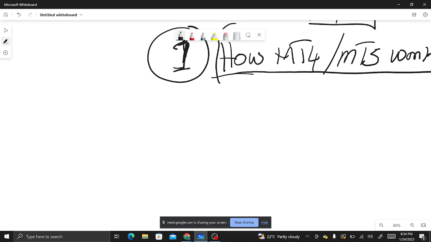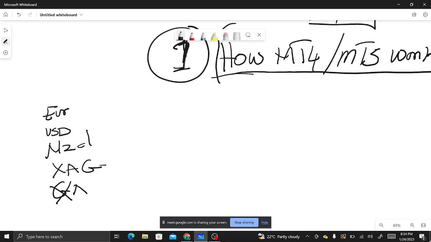For you to place a trend, before you say this is gold, you have to know the unit for those currencies. Maybe the euro is written like this, USD like this, the New Zealand dollar is NZD. You have to know how gold is written. You have to know how silver is written. This is not gold, sorry, this is silver, this is gold. You have to know these things.